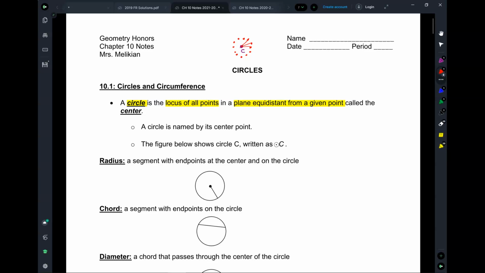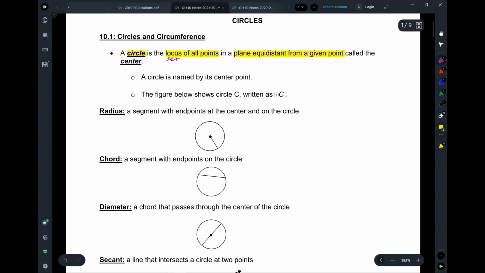So going back, a circle is the locus or the set of all points in a plane equidistant from a given point C, center. All right? So if I were to tell you here is C, draw all the points 10 centimeters away from C, then you would have a circle that's that much bigger. All right? So that's a circle.